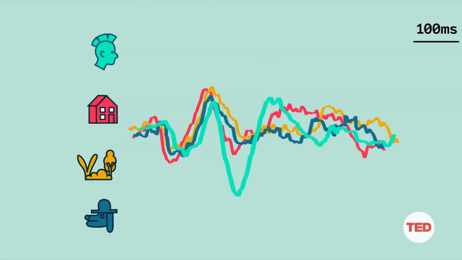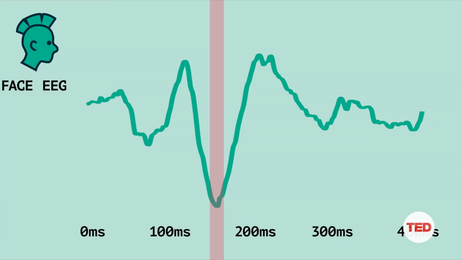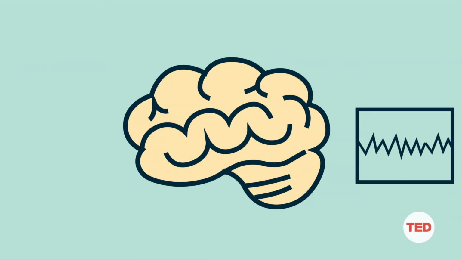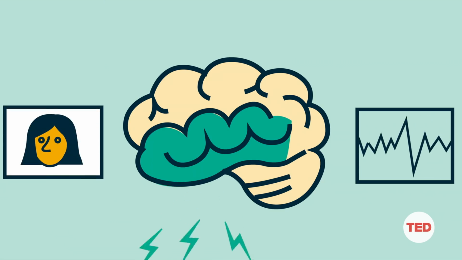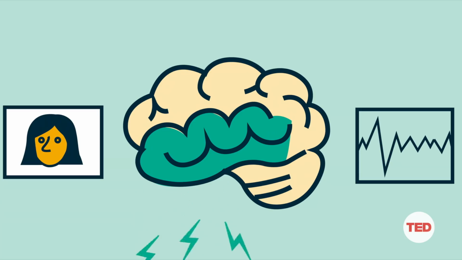But look at that signal for the face. It looks different than the others. There's a negative dip about 170 milliseconds after the image comes on. What could be going on here? Research shows that our brain has a lot of neurons that are dedicated to recognizing human faces. So this N170 spike could be all those neurons firing at once in the same location, and we can detect that in the EEG.